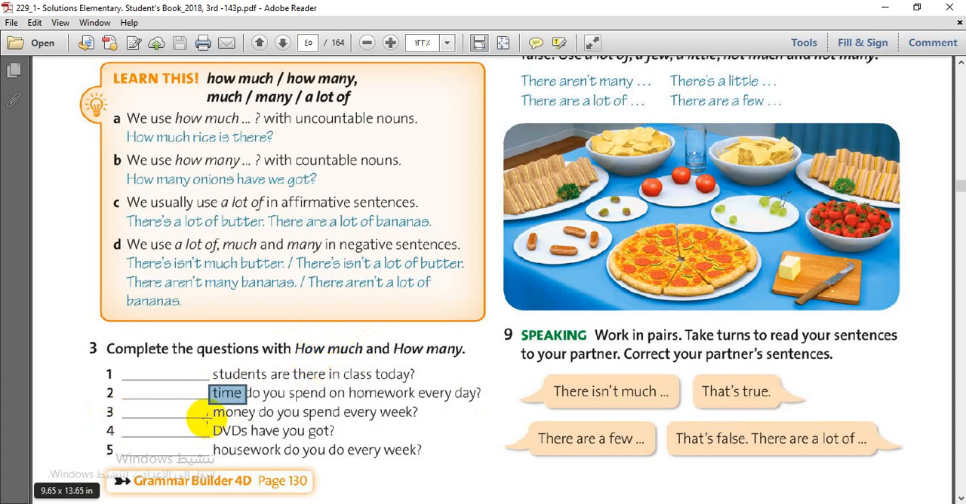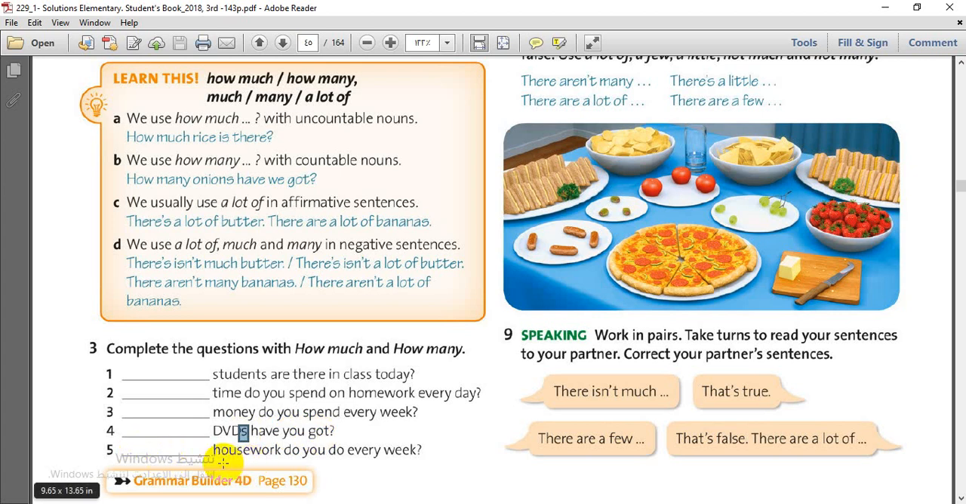Number 3, we have money. Also, money is uncountable. Here, how much money do you spend every week? Number 4, we have DVDs. DVDs is countable and has got a plural here. How many DVDs have you got?